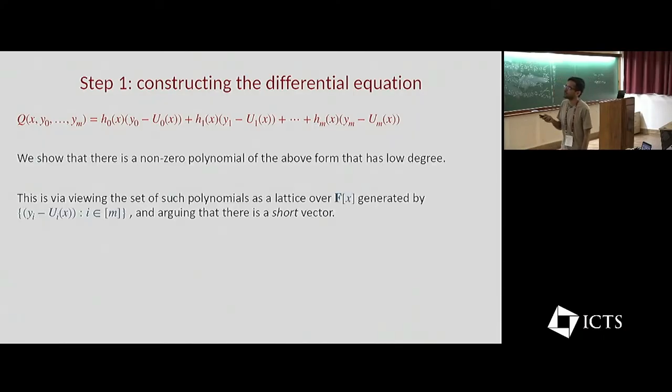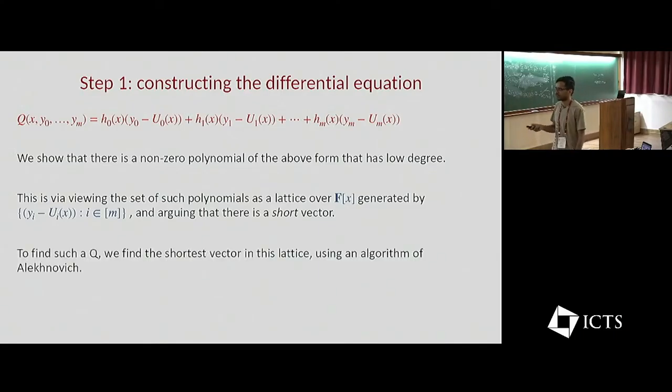The way to do this is to look at the lattice generated by the polynomials y naught minus u naught, y1 minus u1, and so on, ym minus um, over the ring F adjoin x. So we are looking at F[x] linear combinations of these, and finding a polynomial q with low x degree here can be phrased as a question of finding a shortest vector in this lattice under an appropriate norm. The result of Alekhnovich that I mentioned earlier gave a general purpose algorithm for this problem.